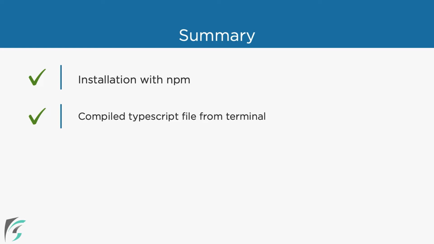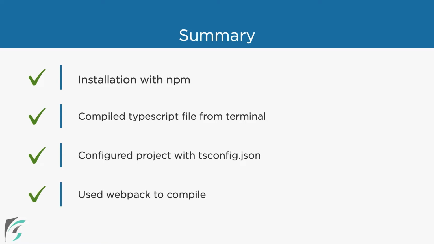Summarizing what we just learned in this chapter, we installed all the dependencies, npm, TypeScript, Webpack, and other modules. We compiled the TypeScript file from the terminal. We also configured the TypeScript configuration file tsconfig.json, the default one at the root, as well as the inherited one. Then we checked how we can use Webpack built-in development server to compile our TypeScript code.